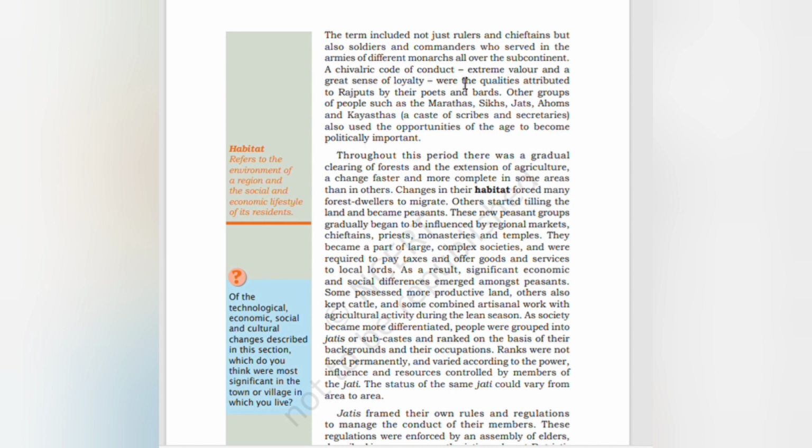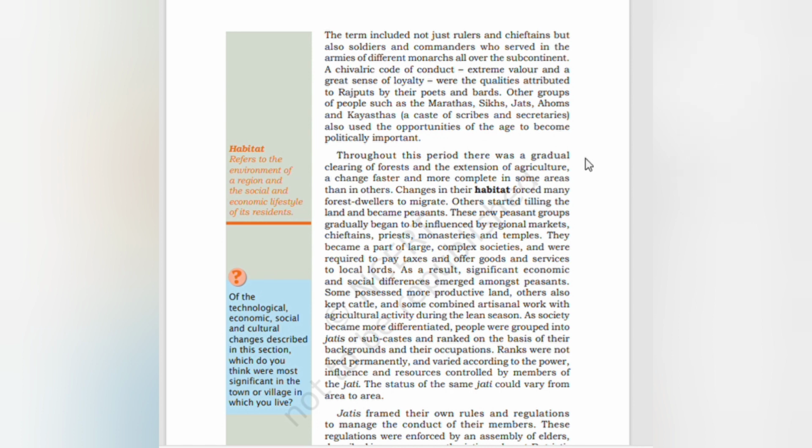A chivalric code of conduct, extreme valor, and a great sense of loyalty were the qualities attributed to Rajputs by the poets and bards. Other groups of people such as the Marathas, Sikhs, Jats, Ahoms, and Kayasthas also used the opportunities of the age to become politically important.